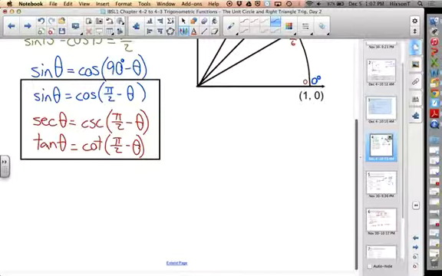Why are those ones in a box? What makes them different? Those are the three key identities here. Those are the cofunction identities.